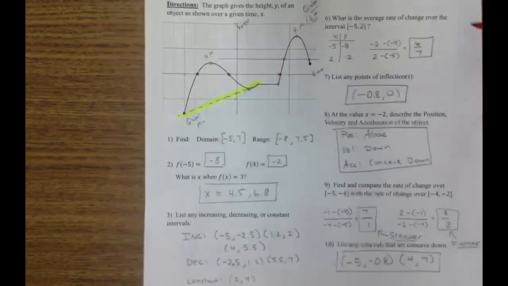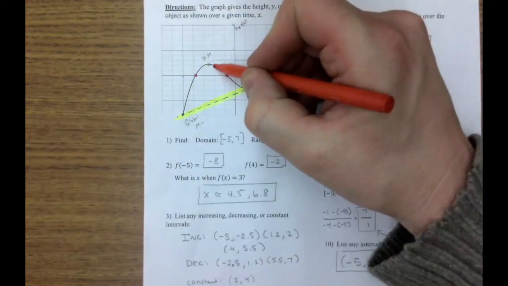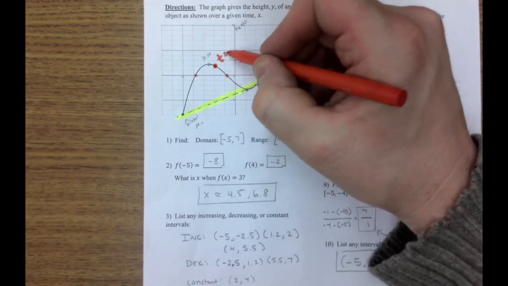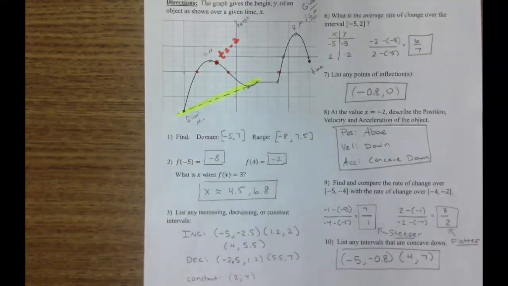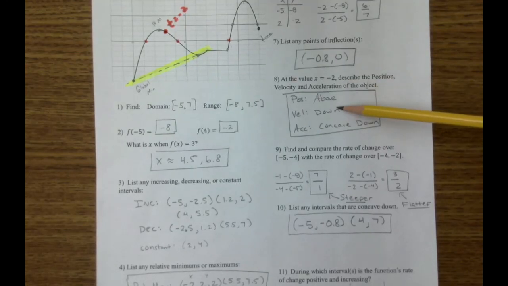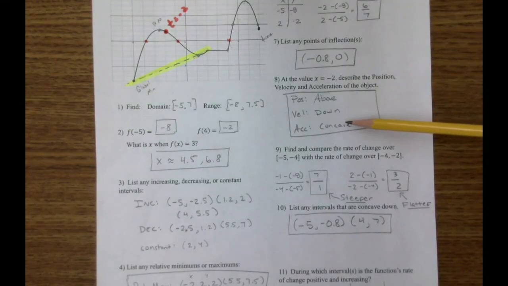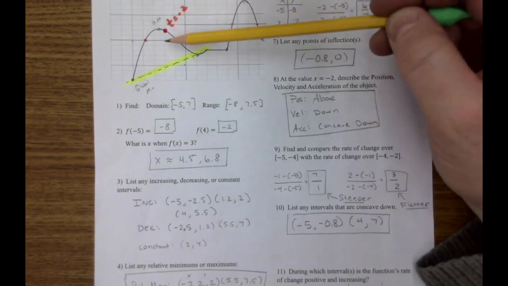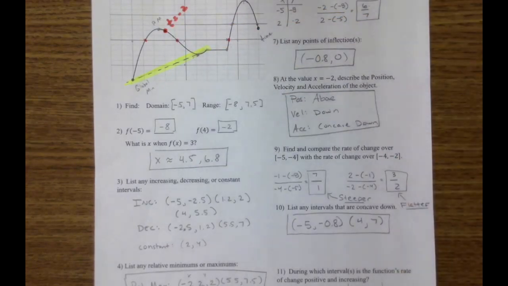At the value x is equal to -2, let's figure out where that point is. That point's right there. T is -2 right there. The position is above the axis. The velocity, it's moving down. The acceleration, it's on the concave down part of the graph.